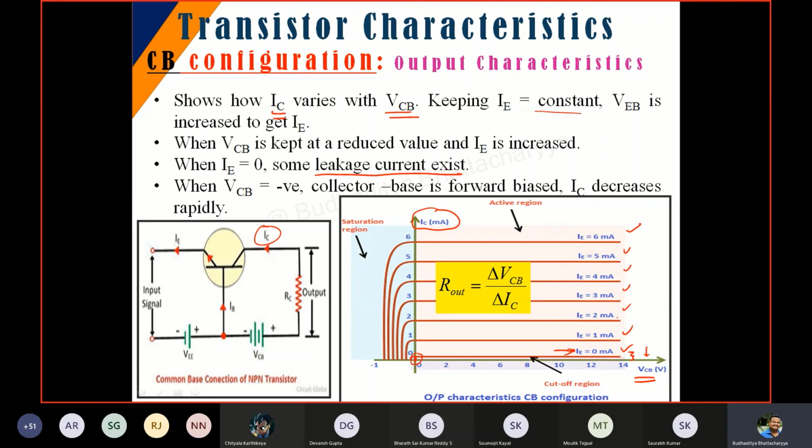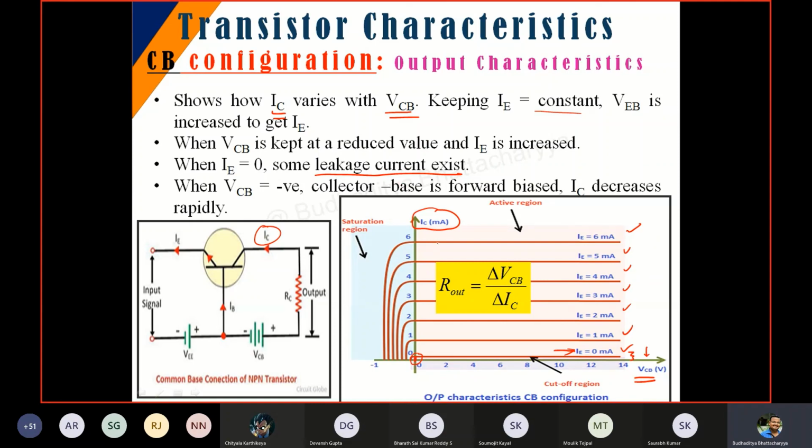I'm repeating it once again. This is the output characteristics in which IE equal to 0 milliamps has a significant role. Why? Because at IE equal to 0 milliamps, you can expect that if there is no source, then how is this current coming over here? We'll discuss that in the next class, but for the time being, this is called a leakage current. That will be there for the transistor.